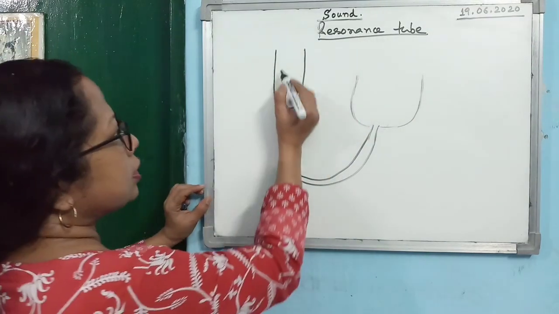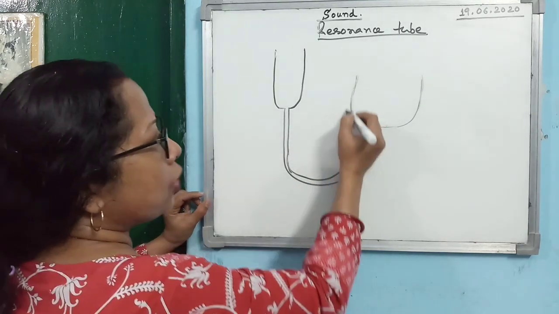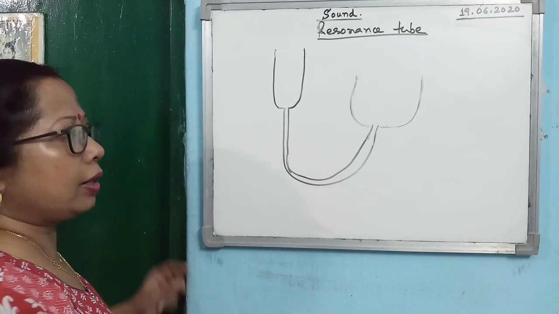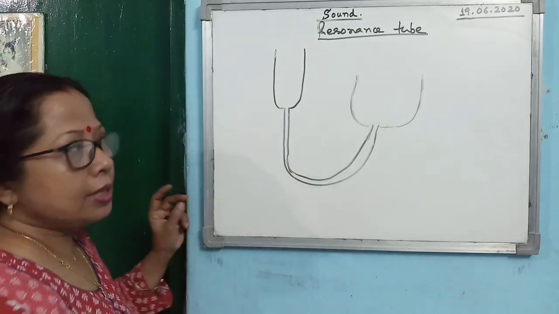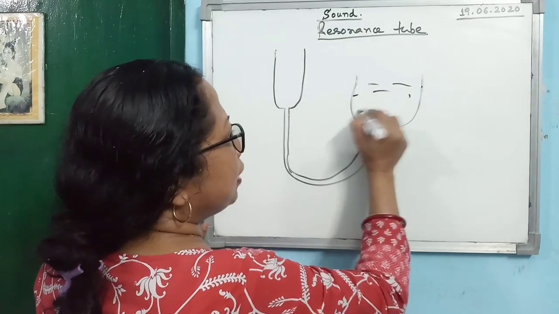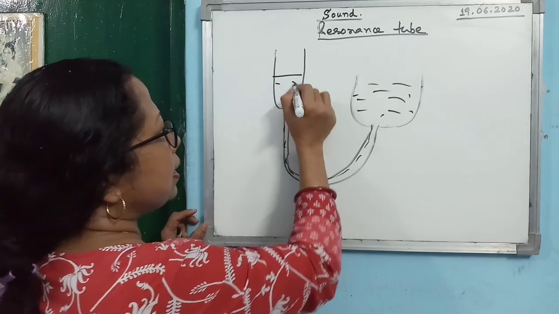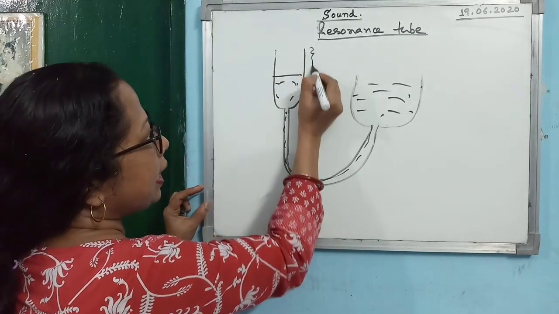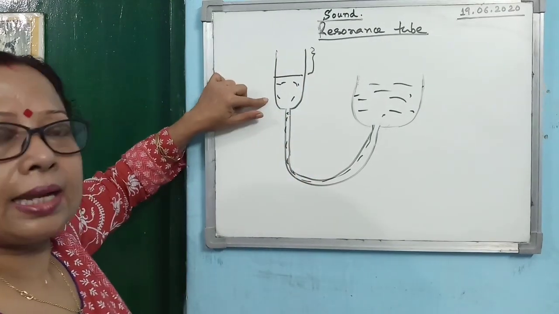In a resonance tube, what is there? A metallic cylinder is there and there is a water reservoir. What is this? This is a water reservoir. And these two are interconnected by a pipe. Now you see, when you fill up the water reservoir, then definitely water will come here, but just observe it. There will be an air column above the water column within this metallic cylinder.